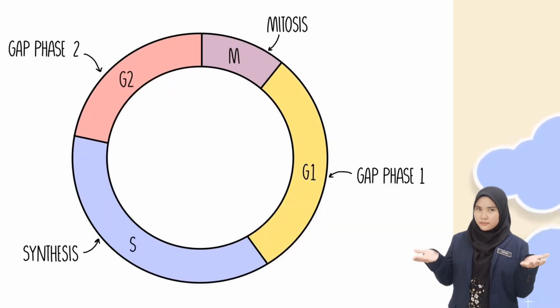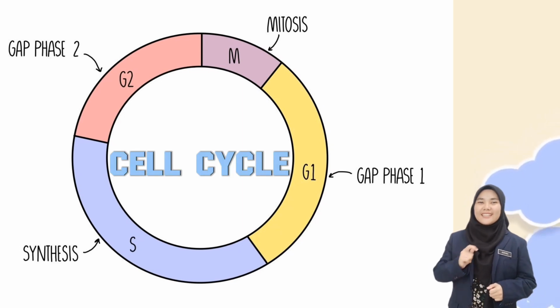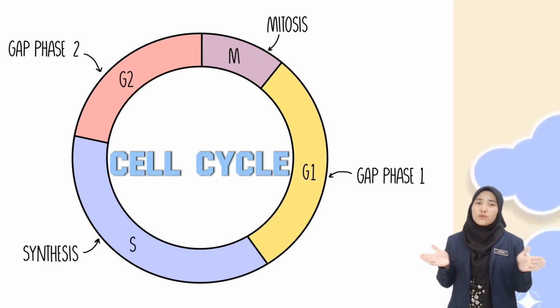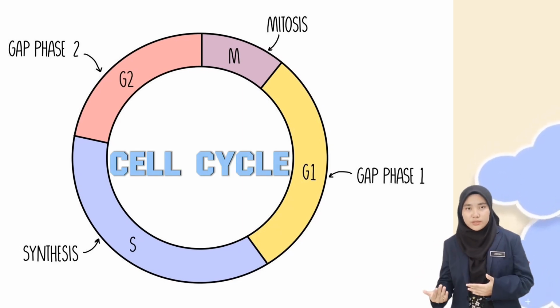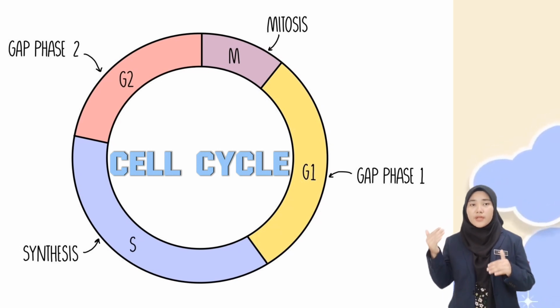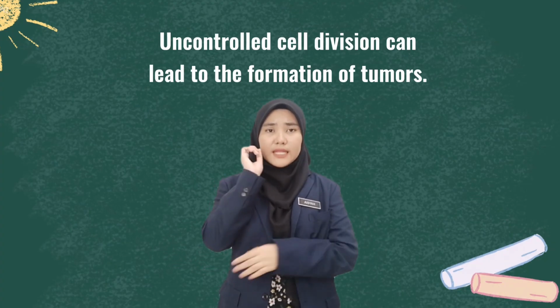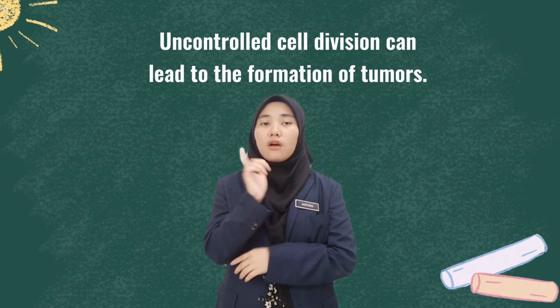Okay everyone, take a look at this picture. What do we call it? We call it the phases of the cell cycle. The cell cycle is controlled by a special control system at each of the G1, S, G2 and M phases to ensure proper division of the cells. However, uncontrolled cell division sometimes can lead to the formation of a tumor. Tumors are divided into two types, which are benign tumor and malignant tumor.